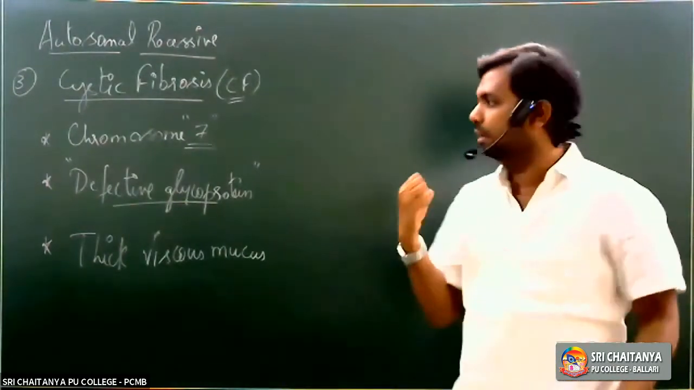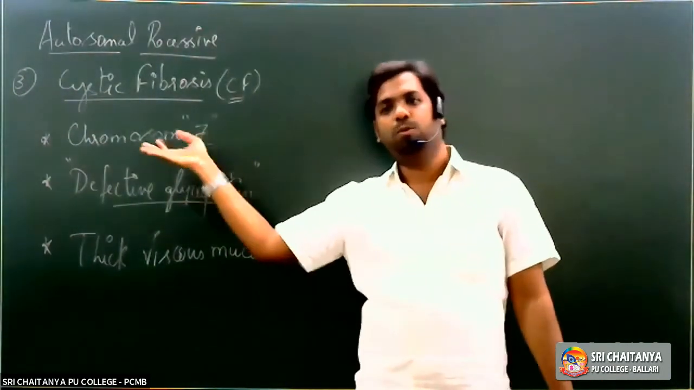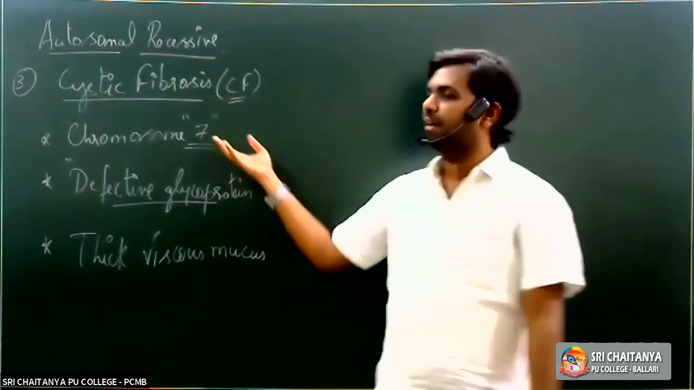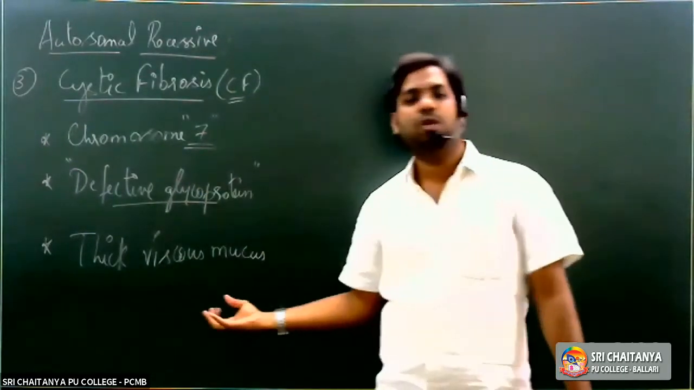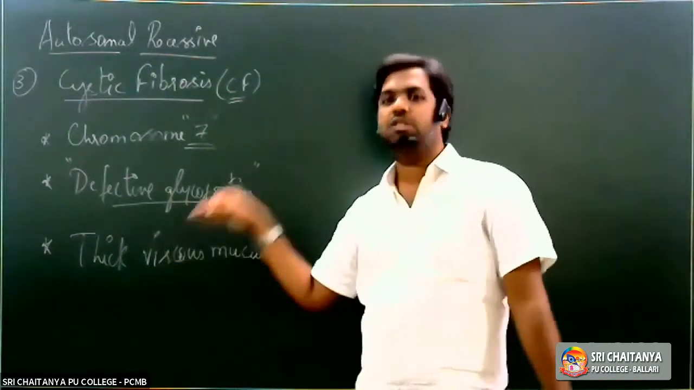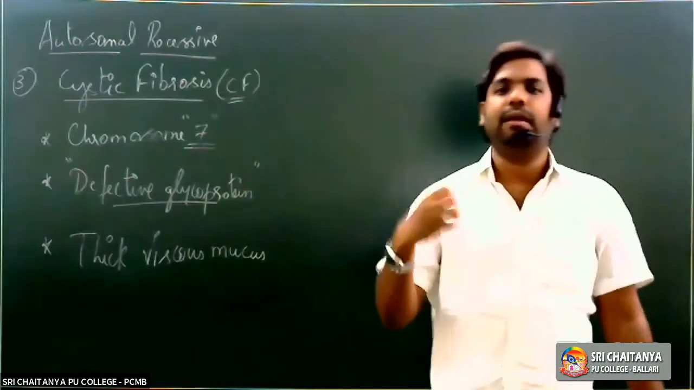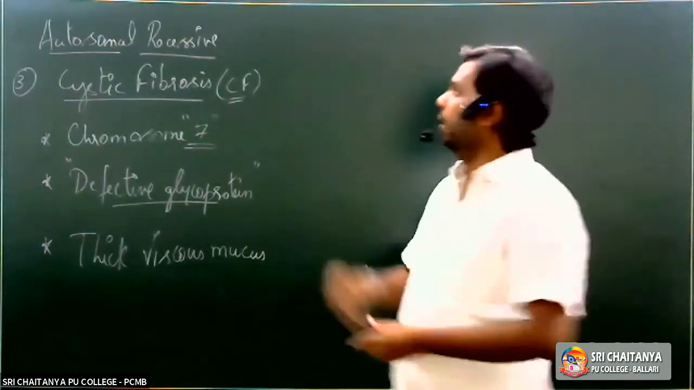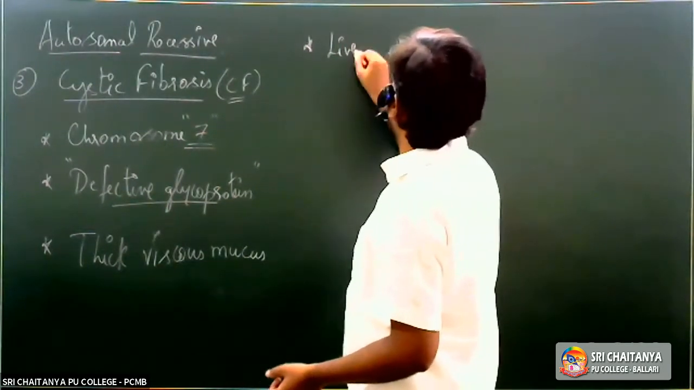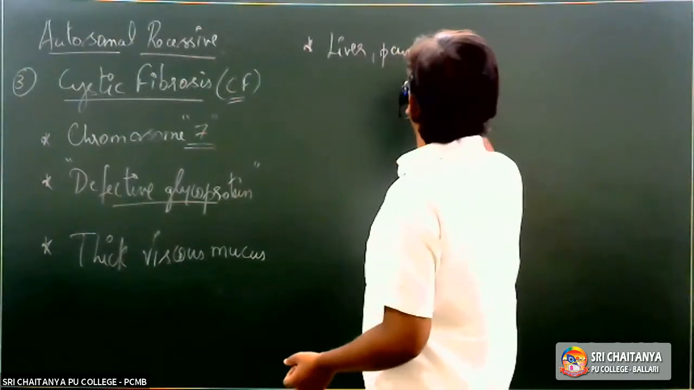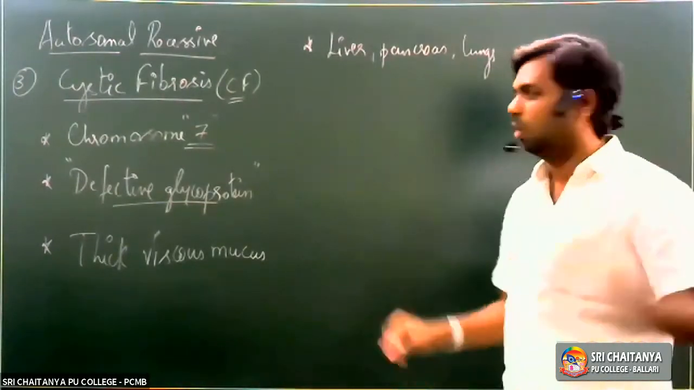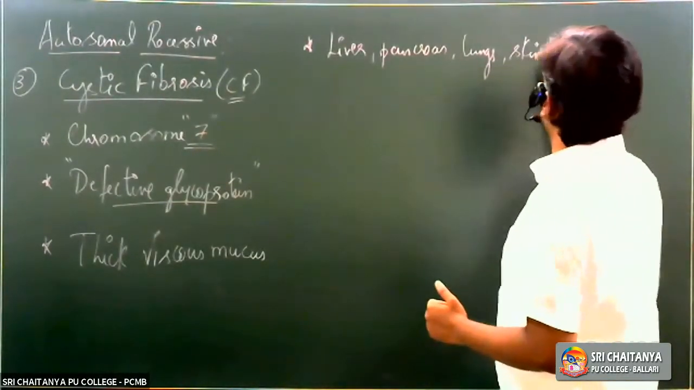Right? So what exactly is happening here? Due to the mutation in the gene of chromosome number 7, a defective glycoprotein is being formed. So due to this defective glycoprotein, a thick viscous mucus is being secreted, and this thick viscous mucus will get accumulated in important ducts that are present in the body, right? So in the ducts of the liver, ducts of the pancreas, ducts of the respiratory tract such as the lungs, the bronchi, the bronchioles, and to some extent even in the ducts of the skin also.